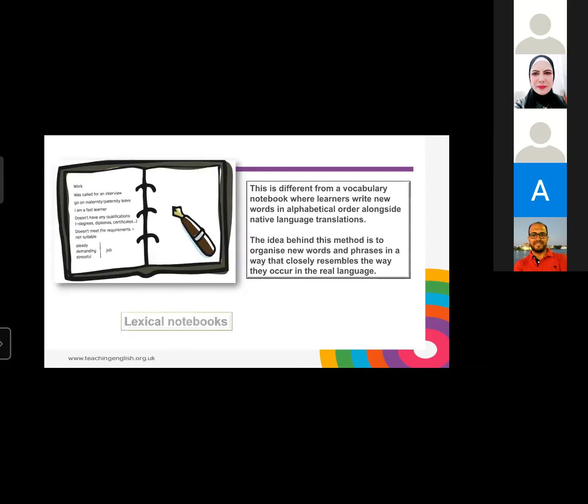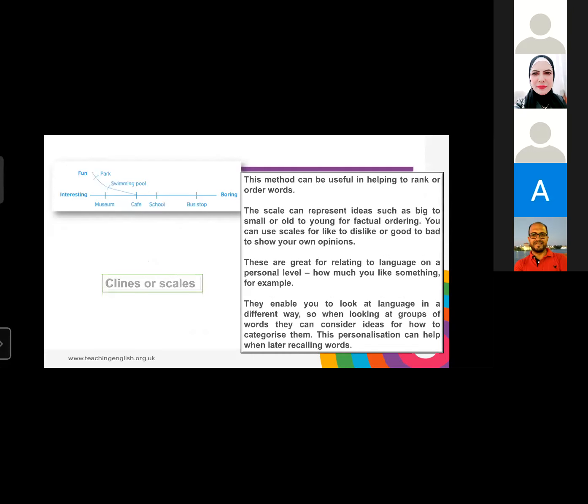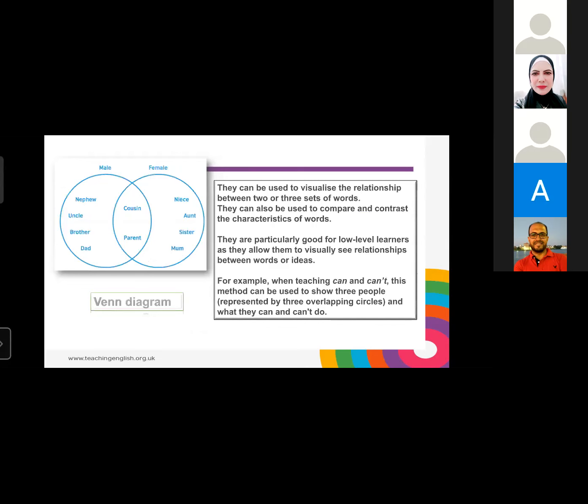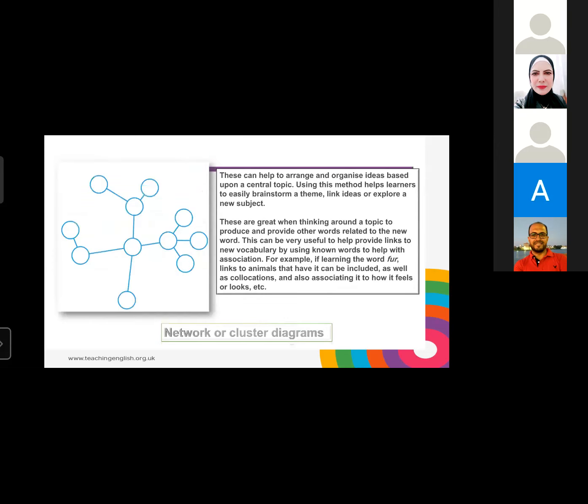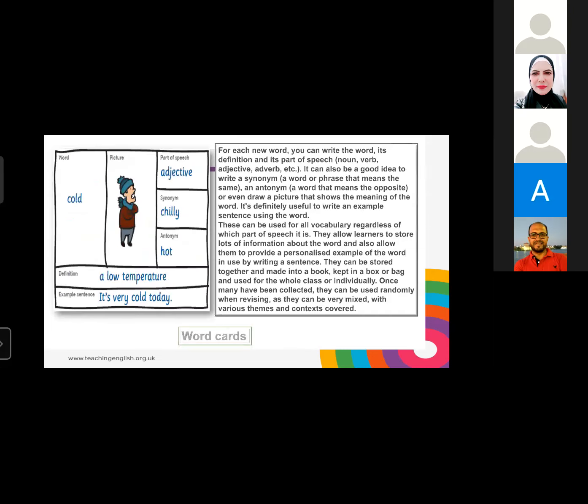Lexical notebooks, okay. I'll go back with the screen and you just read the words. Lexical notebooks. Here, what else? Venn diagrams. Yeah, clines or scales. Okay. What is this? We call it Venn diagram. Okay. What else? Just read. Charts and tables. Yeah, charts and tables. Exactly. And here, network or cluster diagrams. Very good. What else? Yes. And word charts.